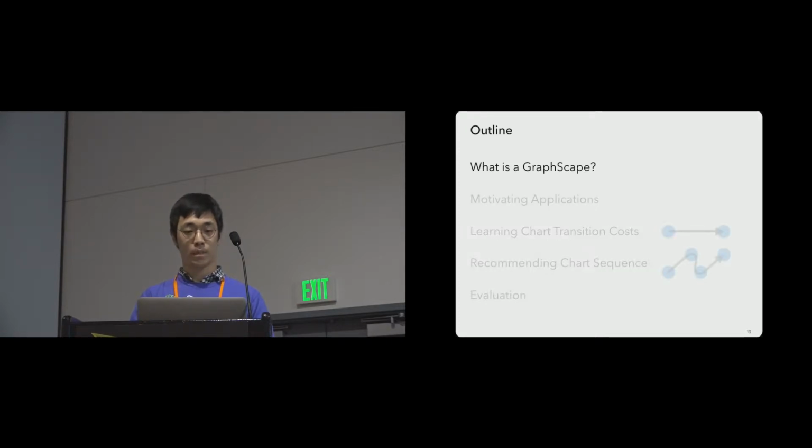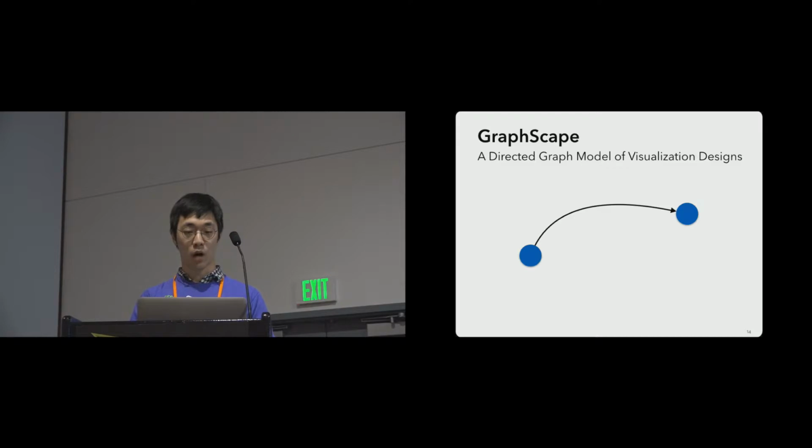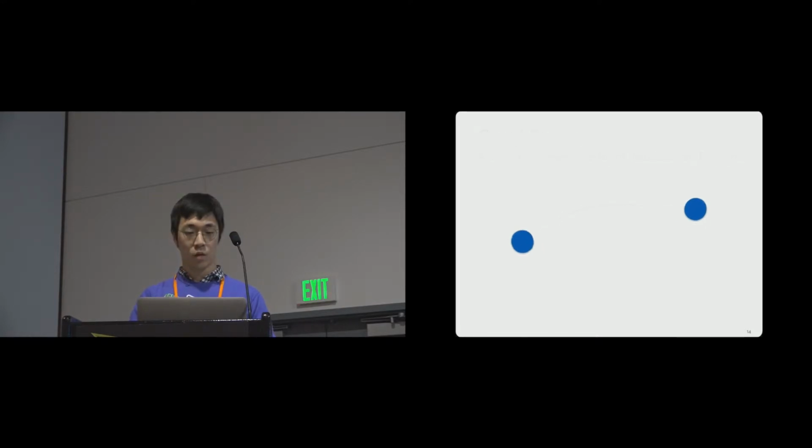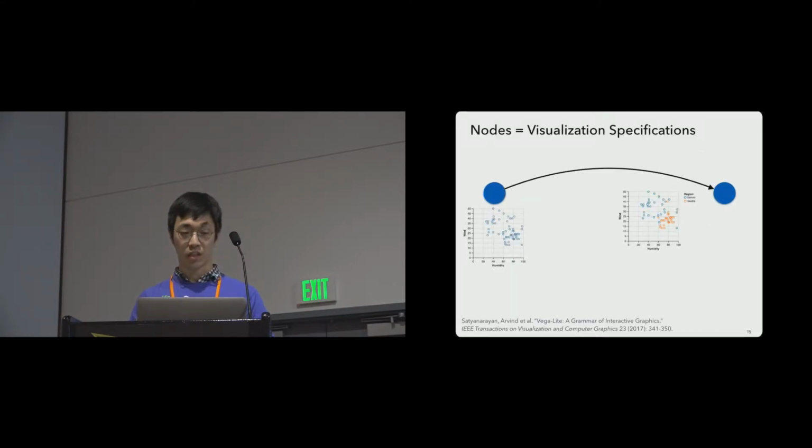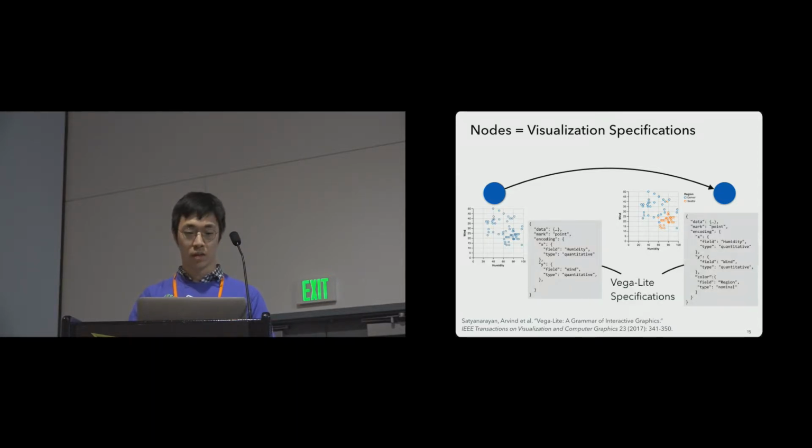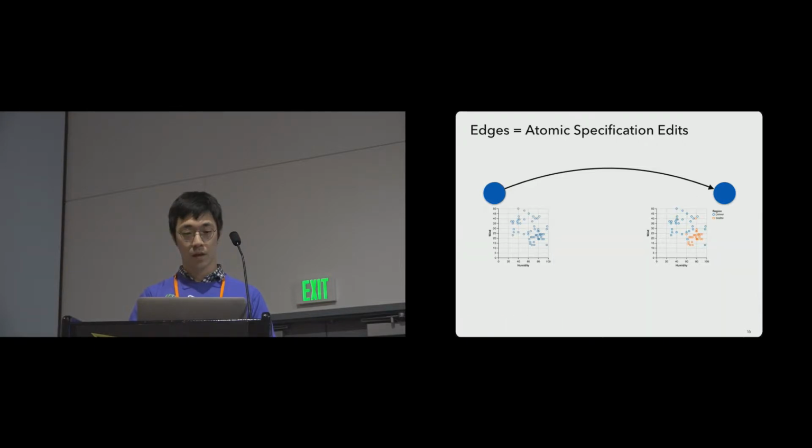So, GraphScape is a directed graph model of visualization design, where a node represents a single visualization. We have implemented GraphScape using the Vega-Lite visualization language. So each node can be seen as a JSON Vega-Lite specification, like those shown in the gray boxes. Edges represent single edit operations that can transform any chart into another chart when combined. Here, the left chart is modified by adding a color representing regions. In other words, an add color edit operation.